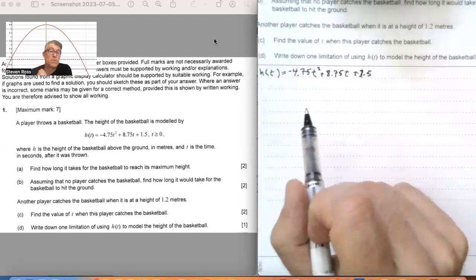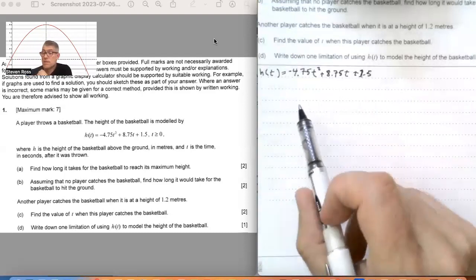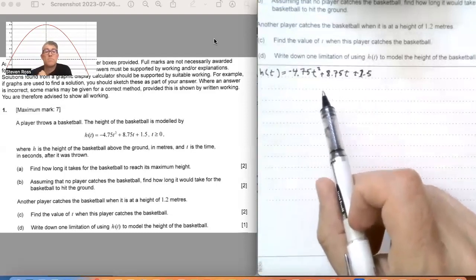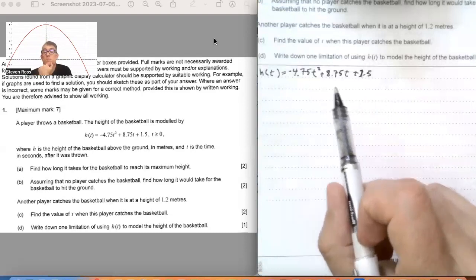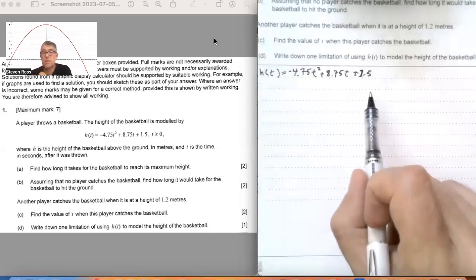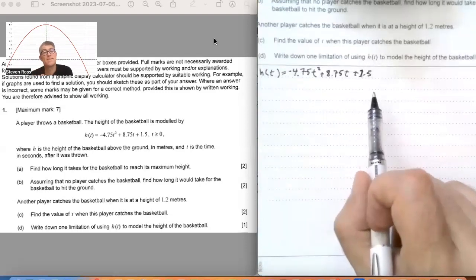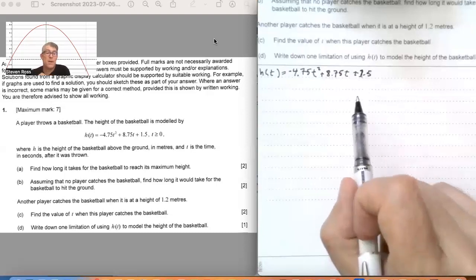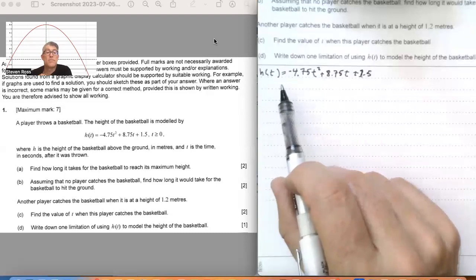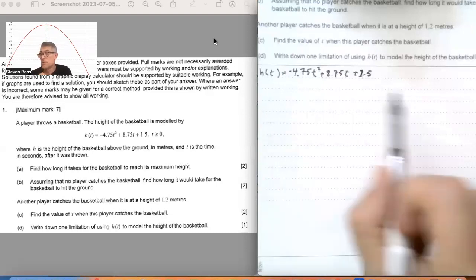So once again, a player throws a basketball. The height of the basketball is modeled by h of t equals negative 4.75 t squared plus 8.75 t plus 1.5. t greater than or equal to 0 just means that time is positive and can't be negative, which makes realistic sense, actually. So h is the height of the basketball above ground in meters, and t is the time in seconds after it was thrown.